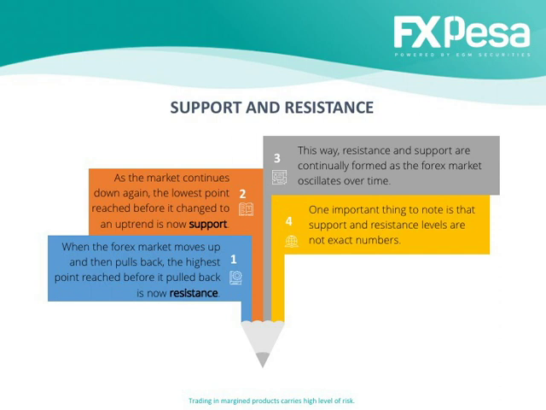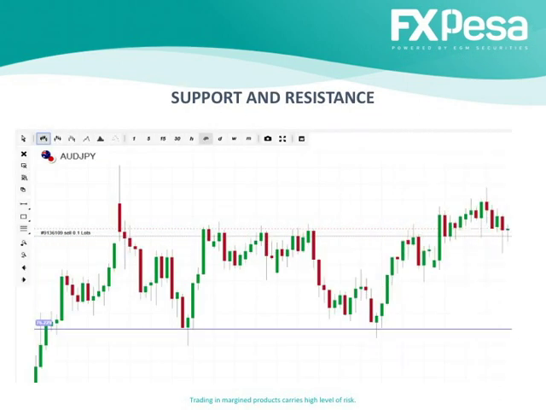One important thing that you should note is that the support and resistance levels are not exact numbers. As seen on the chart below, we have different support levels and we have different resistance levels. On the lower side, you have the support levels, and on the higher side, we have the resistance levels.